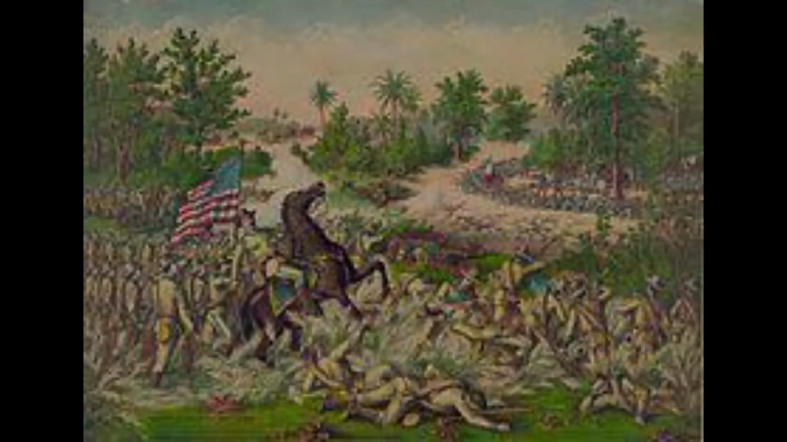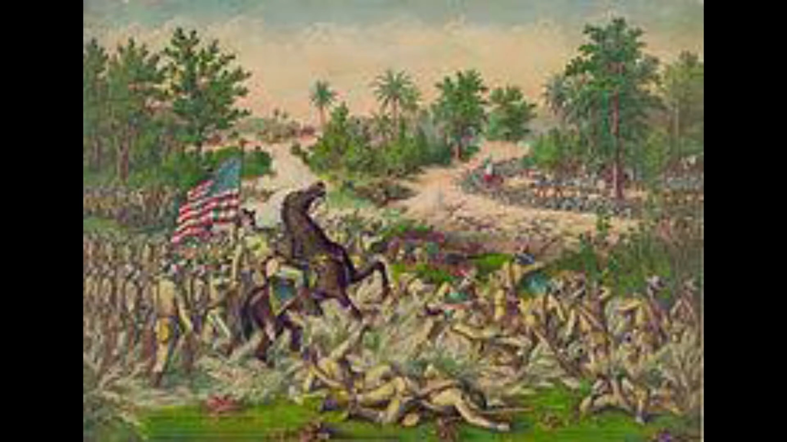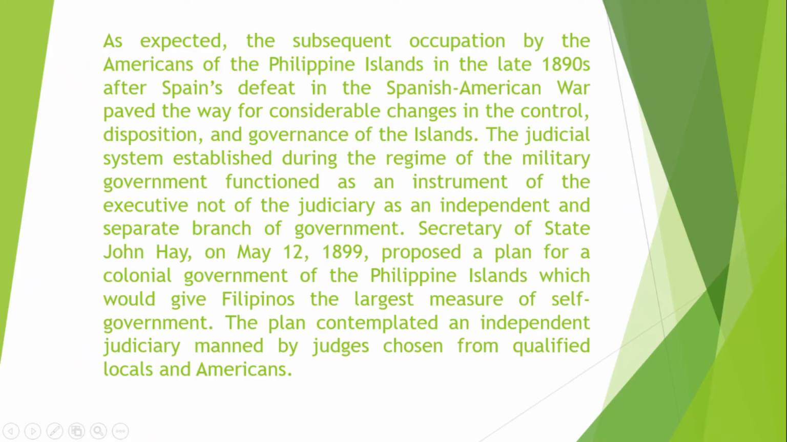As expected, the subsequent occupation by the Americans of the Philippine Islands in the late 1890s after Spain's defeat in the Spanish-American War paved the way for considerable changes in the control, disposition, and governance of the islands. The judicial system established to keep the regime of the military government functioned as an instrument of the executive, not of the judiciary, as an independent and separate branch of the government.